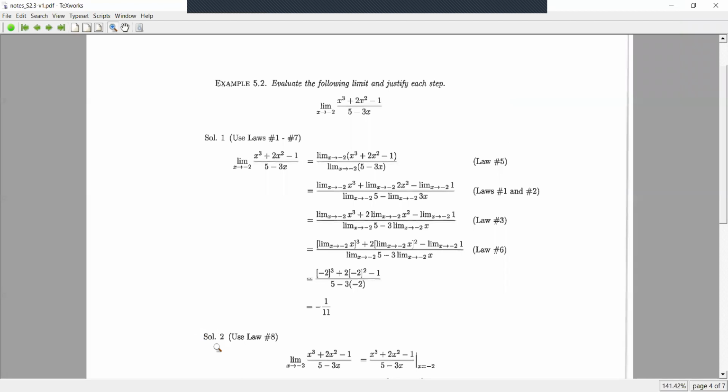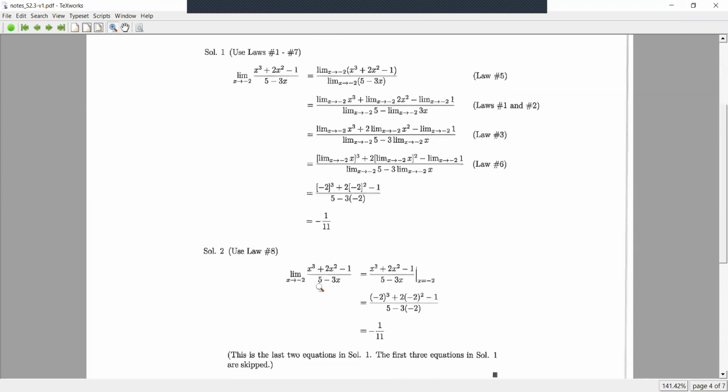Now, solution 2. In this solution, I use direct substitution to find the limit. By direct substitution, to find this limit, I just need to plug in -2 in x. The notation is this notation. This notation means evaluate the function at -2 or plug in -2 in x. So this limit is this number. This number is -1/11.